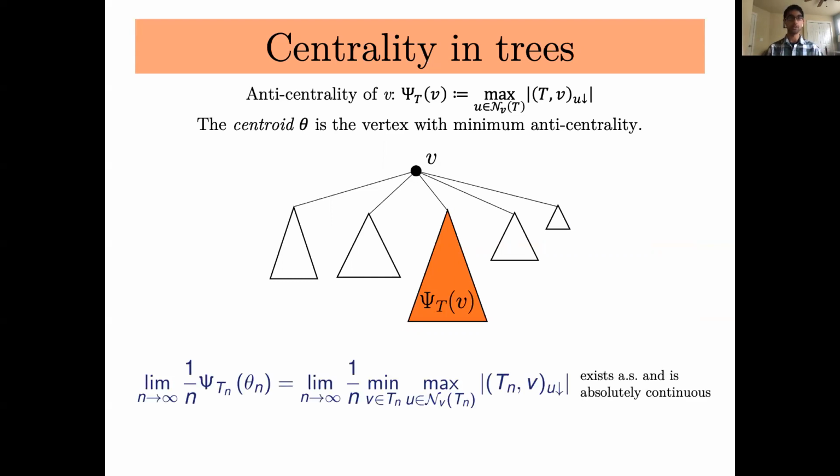It turns out that if you normalize the anti-centrality of the centroid, this ends up converging to an absolutely continuous random variable, which is exactly what we needed. In other words, the anti-centrality of the centroid is a statistic that will allow us to detect correlation with power tending to 1.